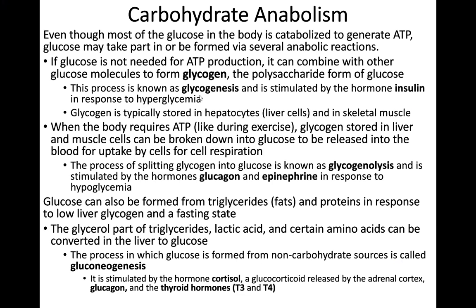We also talked about this stuff back when we talked about the endocrine system. And we learned, for example, at that time that glycogenesis is stimulated by the hormone insulin whenever we are hyperglycemic, which is a fancy way to describe high blood sugar. Where we store glycogen is kind of two main places. Our liver cells called hepatocytes and in our skeletal muscle.